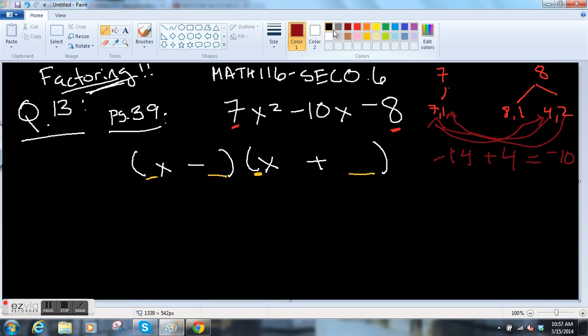So now we have to go back and put this into the equation. So let's do a 7 here and a 1 here, 1x. So I want 7 times 2. That makes 14, and I want it negative 14. So I have these things.